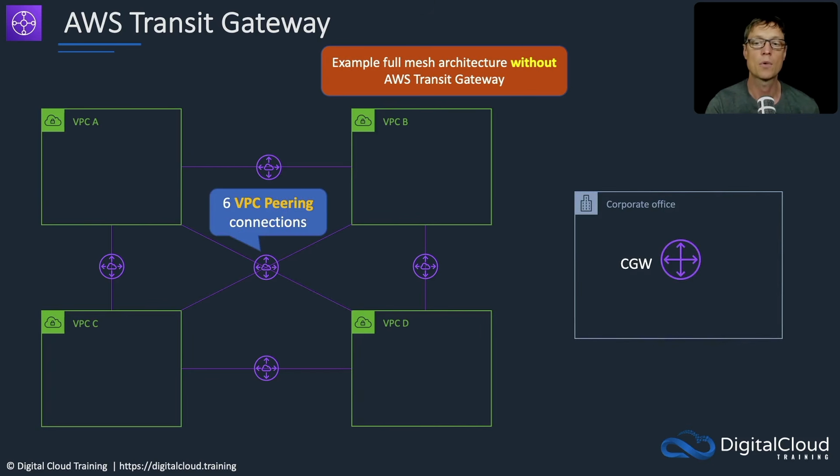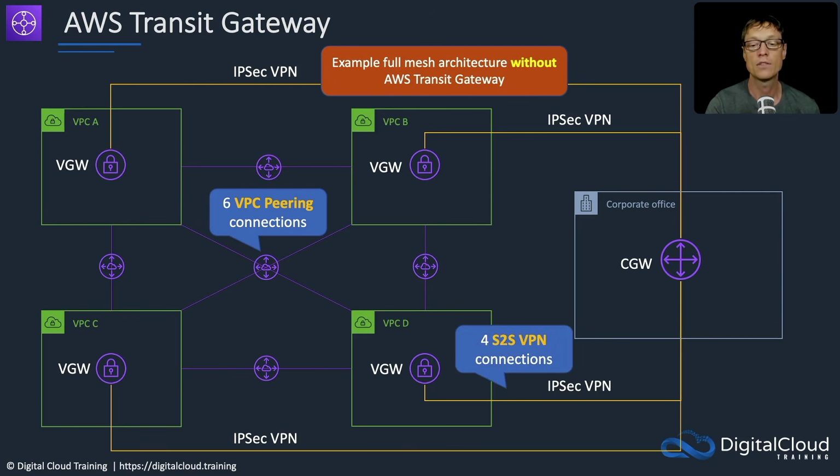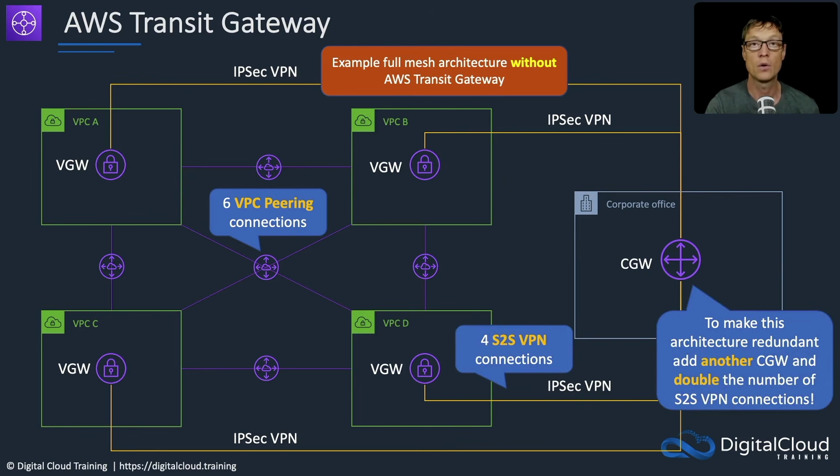We then have a corporate office connected via a customer gateway. So how do we connect the corporate office using a site-to-site VPN to each of these VPCs? Well, we need a virtual gateway in each VPC. Then we need to establish a connection to the customer gateway from each VPC. And each of those is its own encrypted IPsec VPN. So there's 4 site-to-site VPN connections, and that's not even including redundancy. If you wanted to add redundancy, you'd need another customer gateway and double the amount of S2S VPN connections. So it starts getting super complex.